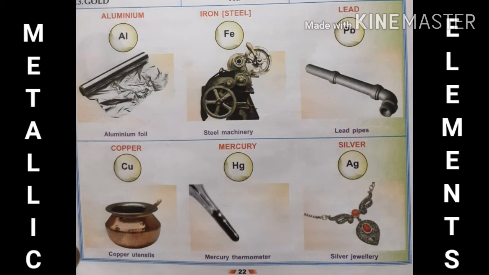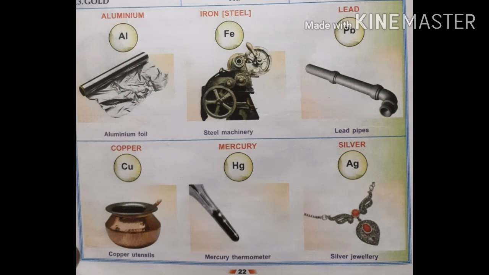Here are some symbols of metallic elements like aluminium, that is Al. The first two letters are taken to symbolize aluminium. Now iron is Fe. It is taken from its Latin name, ferrum. Lead. Here the symbol of copper is Cu, mercury is Hg, silver is Ag.